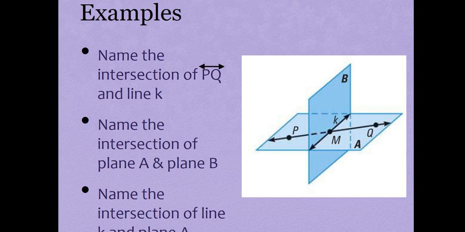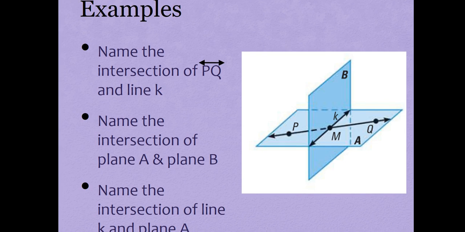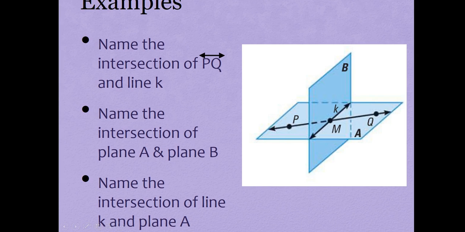Alright, there's a couple other examples, so go ahead and try those. So name the intersection of line PQ and line K. So we need to find those two lines, PQ and K. So where do those intersect? Well, they intersect right here, and that is a point, and that point is called M. So point M.